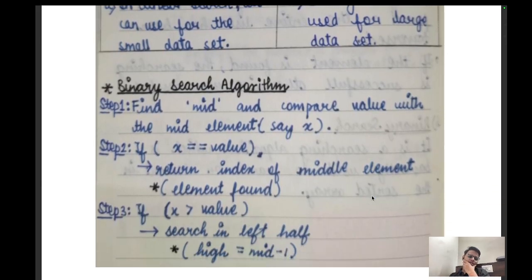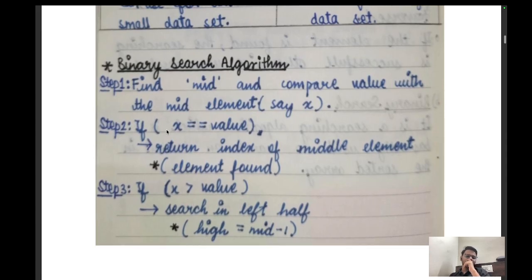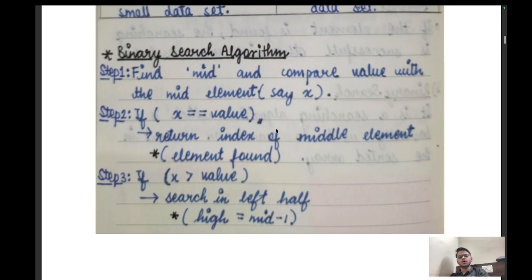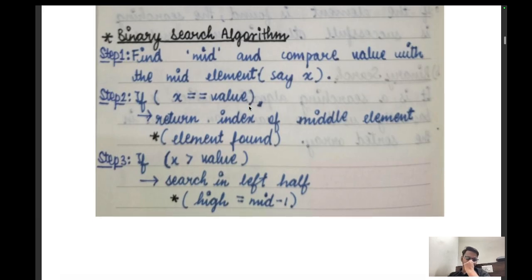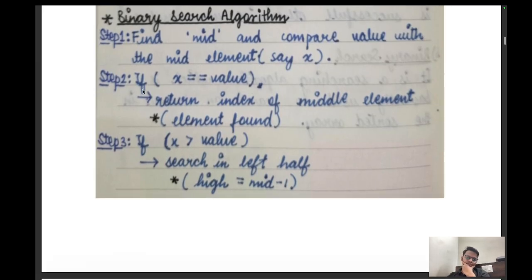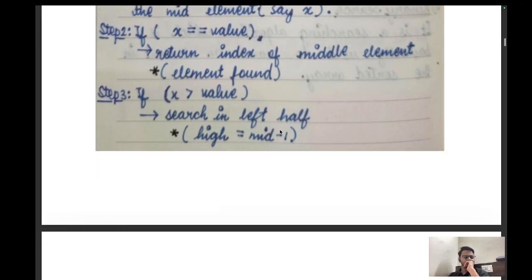Yeah, so we have been given the binary search algorithm. You can see that step one says find the mid and compare the value with the middle element, say x. What I have to do in the example is exactly the same as what is written here. So you have to calculate the mid. For example, if the array is of length 10, the mid would be 5. If the array is of length 6, then the middle value would be 3. Correct? So this is the logic behind it.